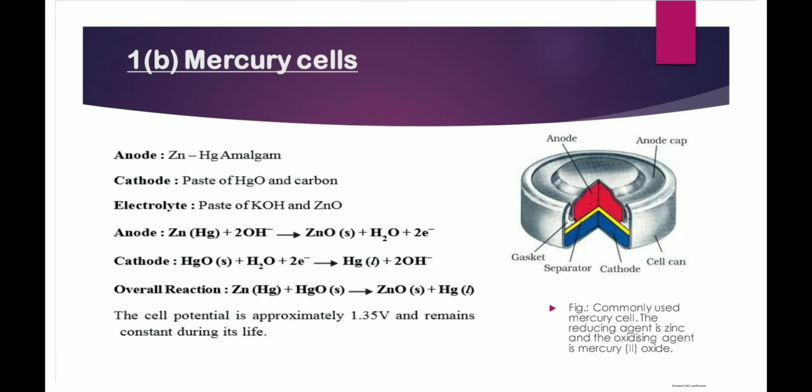The electrode reactions for the cell are, at the anode, Zn-Hg on reaction with OH- ions gives ZnO plus H2 plus 2 electrons, and at the cathode, HgO plus H2O plus 2 electrons gives Hg liquid plus 2 OH-. The cell potential is approximately 1.35 volt and remains constant during its life, as the overall reaction doesn't involve any ion in the solution whose concentration can change during its lifetime.